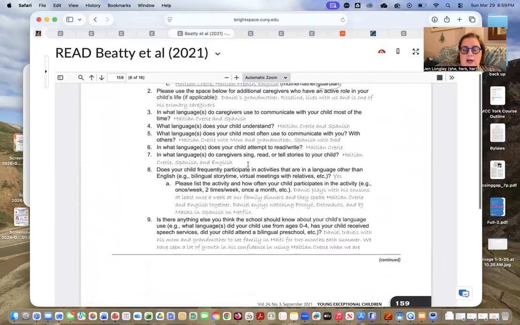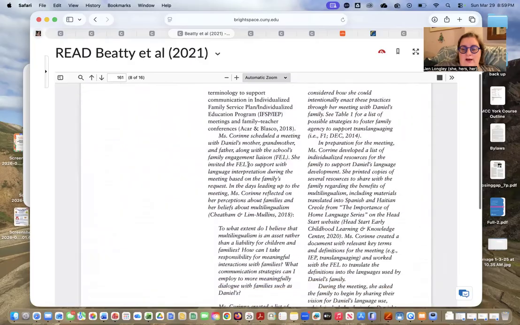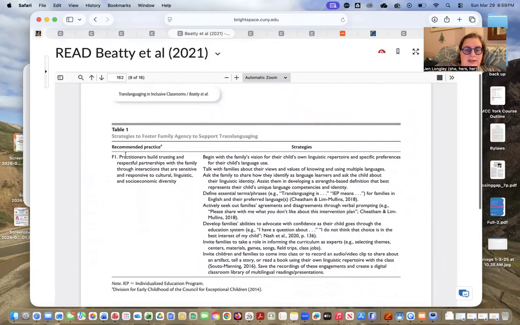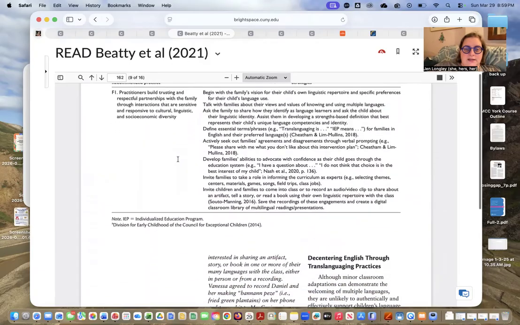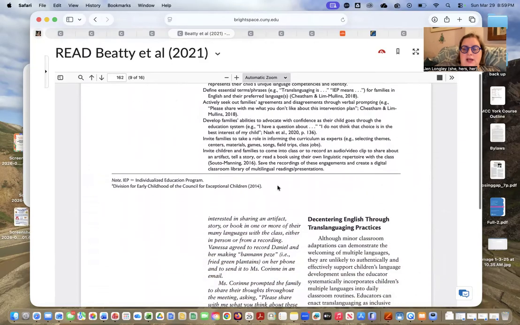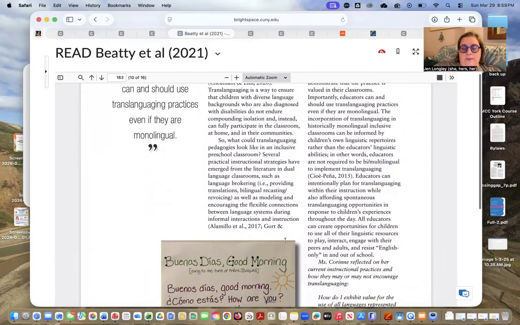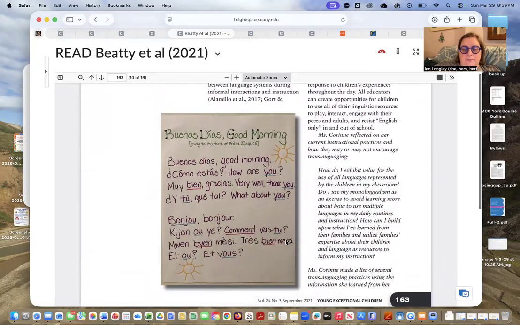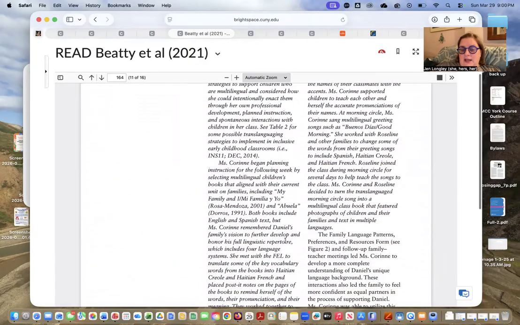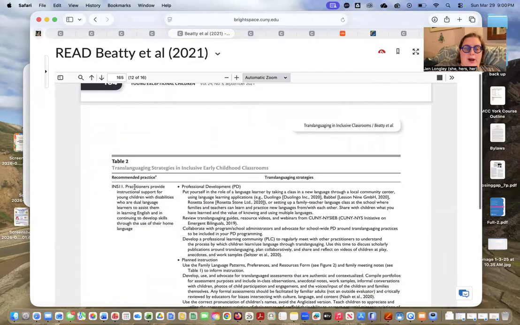It talks about strategies to use holistically if you have children who are multi-language learners in your class. And here are some practices that you might use, as well as the overall article itself is really full of strategies embedded. They're not highlighted as the other articles have them. However, it's full of rich practices.